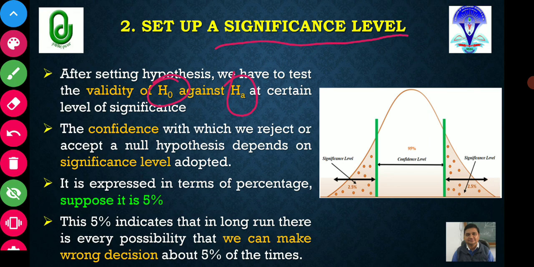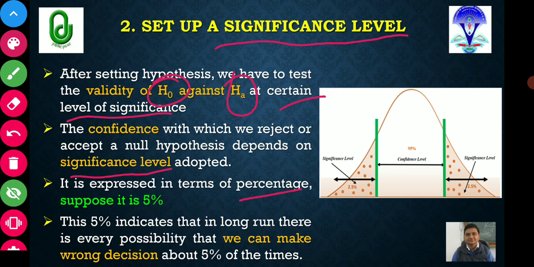On what? On a certain level of significance. So what is level of significance? The confidence with which we reject or accept a null hypothesis depends on the significance level adopted. So we have to adopt a certain significance level, and with certain confidence we say that this null hypothesis is either rejected or accepted. That confidence comes with the help of the level of significance that we are setting. It is expressed in terms of percentage.